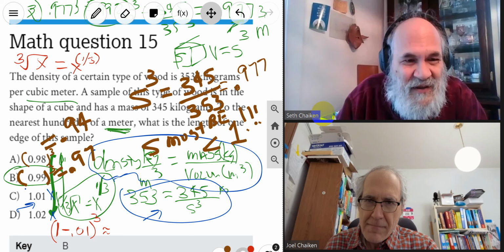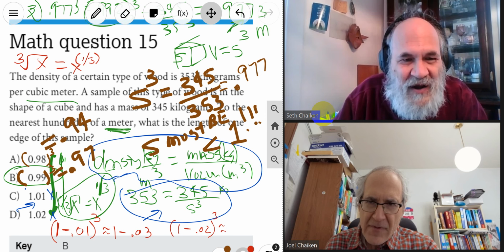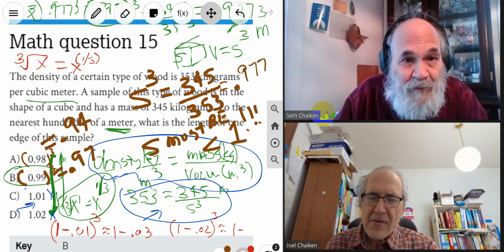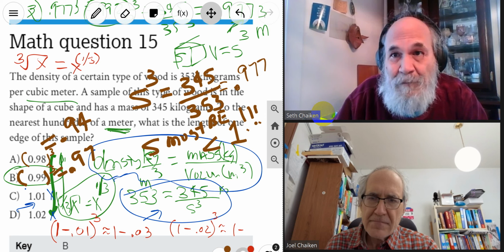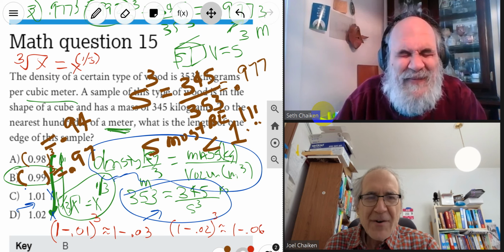is approximately 1 minus 0.03. 1 minus 200th cubed is approximately 1 minus 0.06. Yeah, but nobody's going to know that. How many people are going to know that?